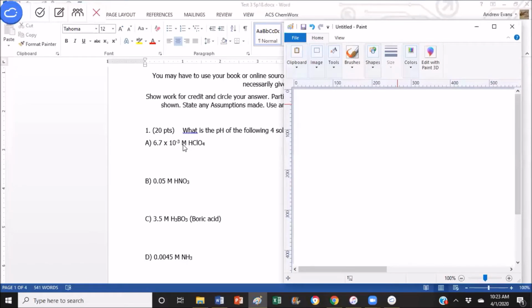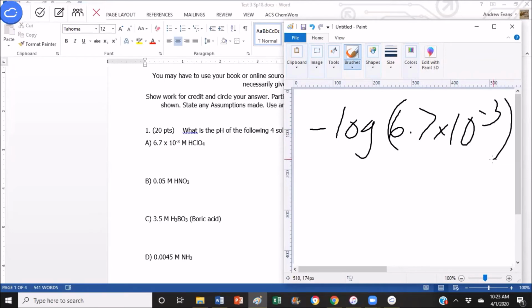Perchloric is a strong acid. How would you know that? Two ways. You look at the list of strong acids, or you try to look for a Ka and you don't find one. You look for perchloric and it just says strong acid or big, or doesn't give you one, or it's a number that's much bigger than 1. So for a strong acid, pH is just the negative log of the concentration of your acid. So I just say, well, negative log of 6.7 times 10 to the negative third.